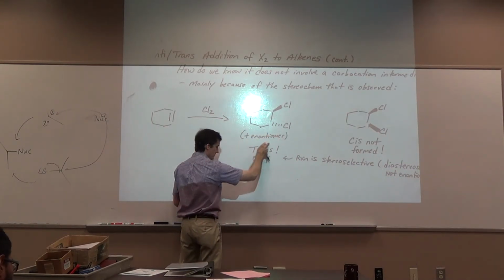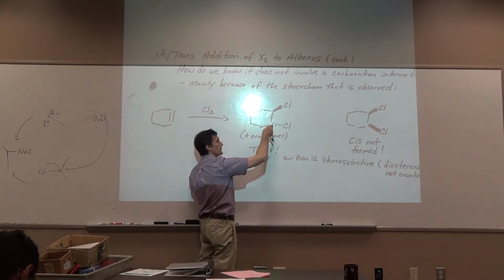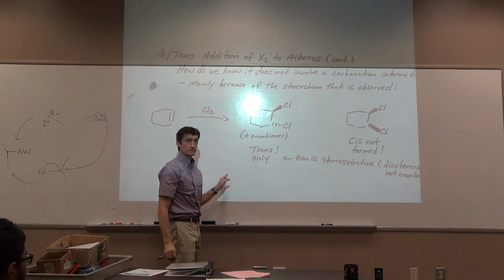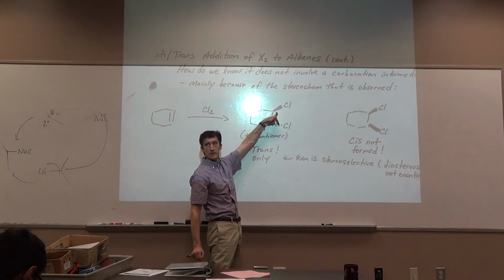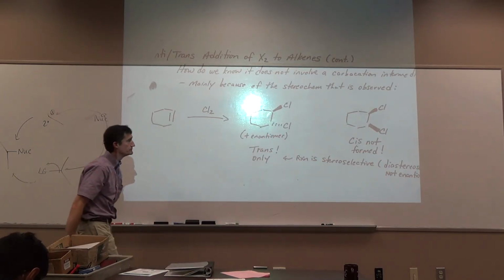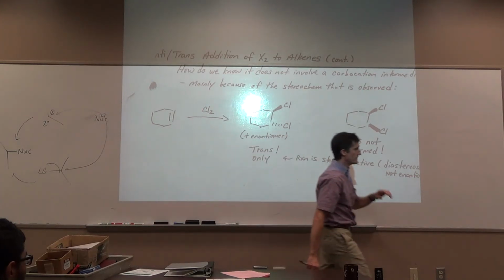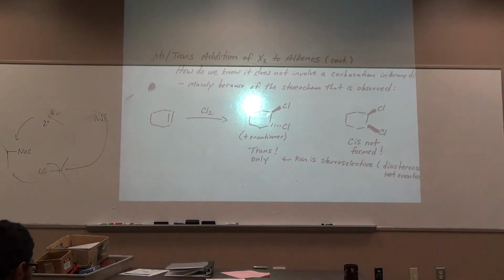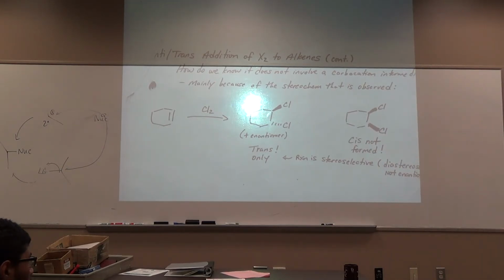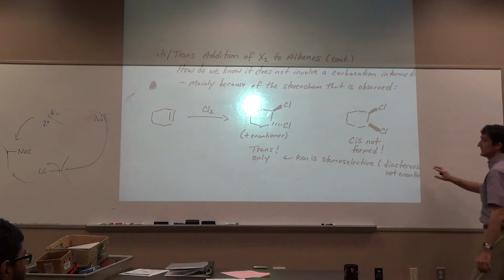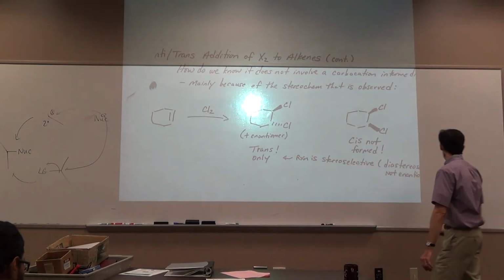Now you do get the enantiomer, which we'll be talking about later. The enantiomer is where all of your bonds are reversed. All of your wedges and dashes. The enantiomer would have dash there and bold there. Okay? The important thing is you only get trans, not cis. Now, if there was a carbocation involved, you should get cis. And the reason you don't is because there's not a carbocation involved.